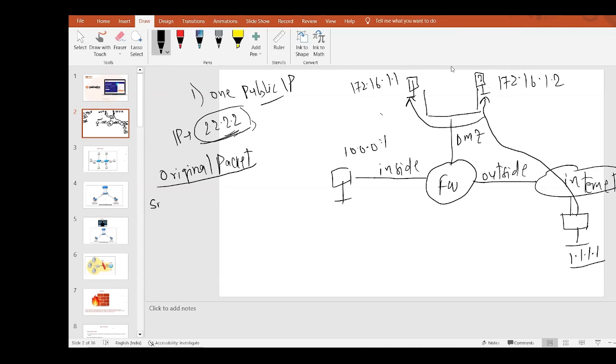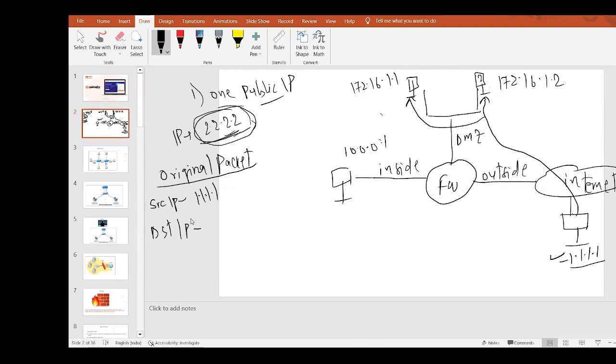Original packet, guys, source zone. I will talk about the zones later on, guys. It's very important. But source IP, I could see it's 1.1.1.1. That is fine, guys. This is my source. And what is my destination IP? Definitely destination IP is 2.2.2.2.